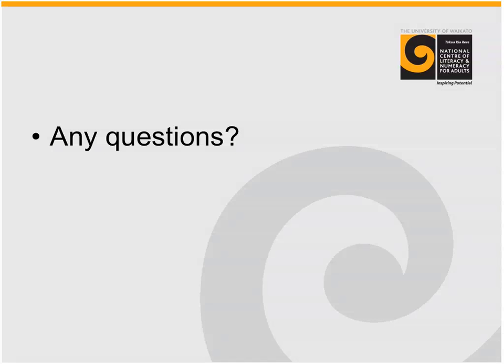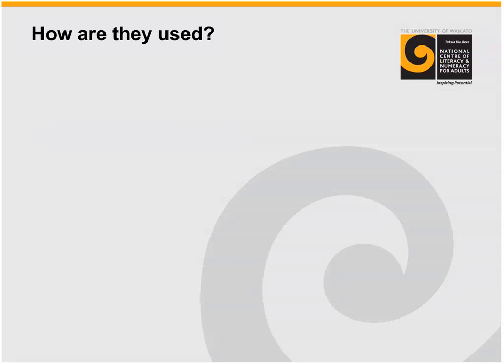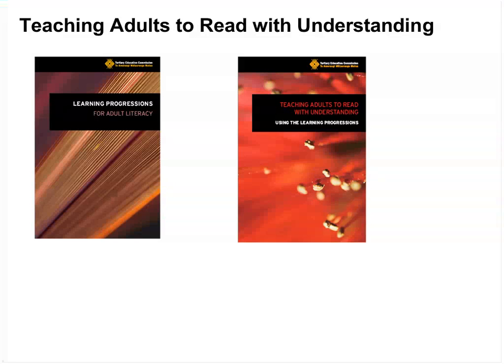So let's keep going to the next one. And now that we know the structure of the learning progressions, we're going to go through a very swift process of looking at how the learning progressions can be used. And again, we're going to go with the example of teaching adults to read with understanding.